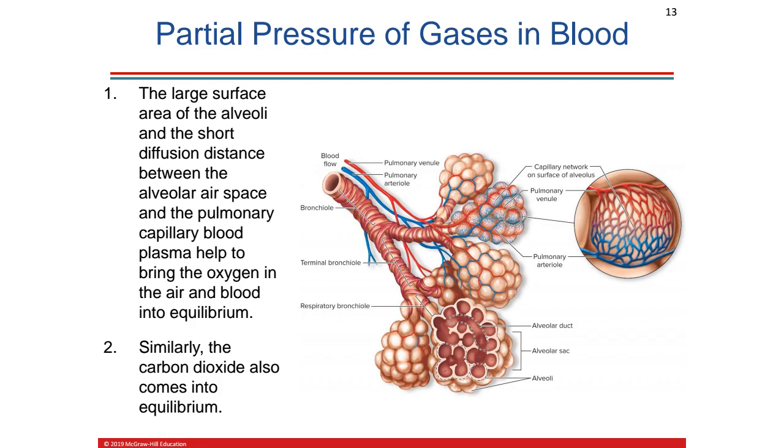And similarly, everything that I just said about oxygen also applies to carbon dioxide. Carbon dioxide is able to also come into a near equilibrium. And this is again due to the very rapid diffusion of CO2 within the lungs.